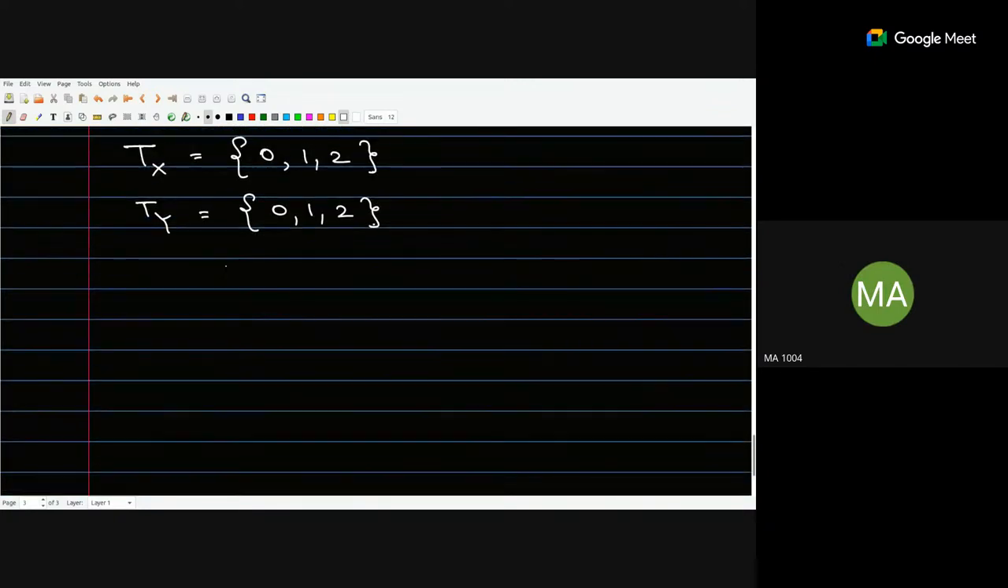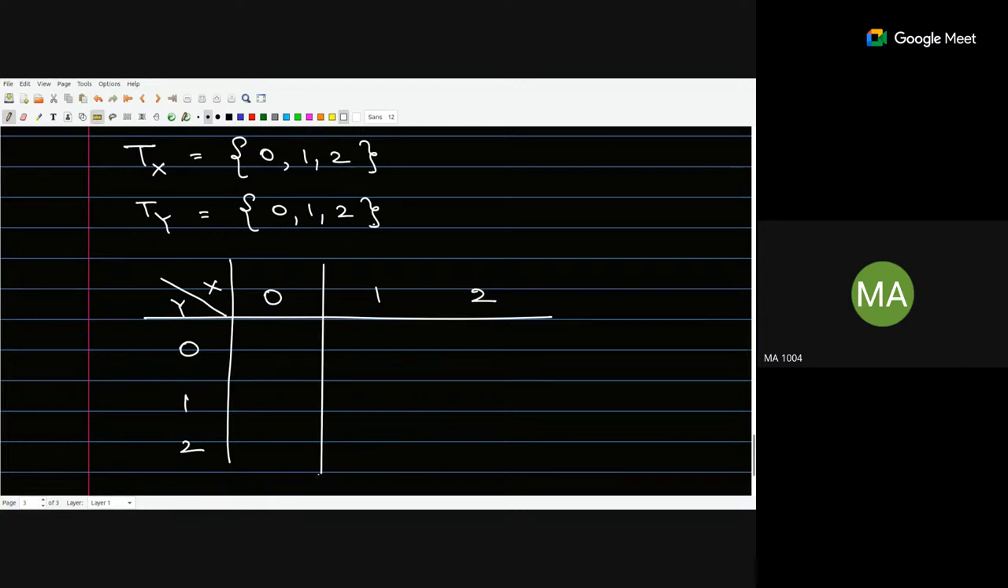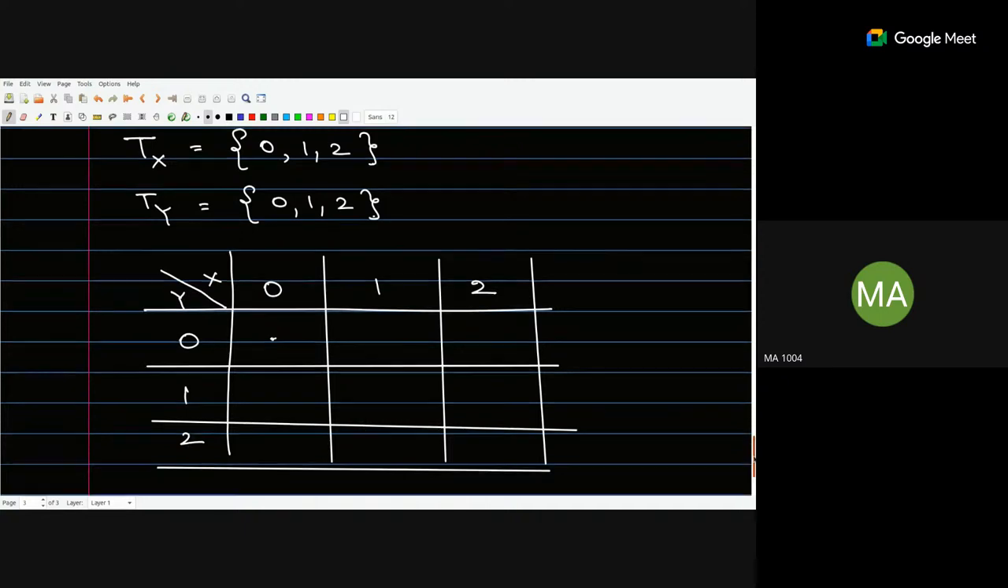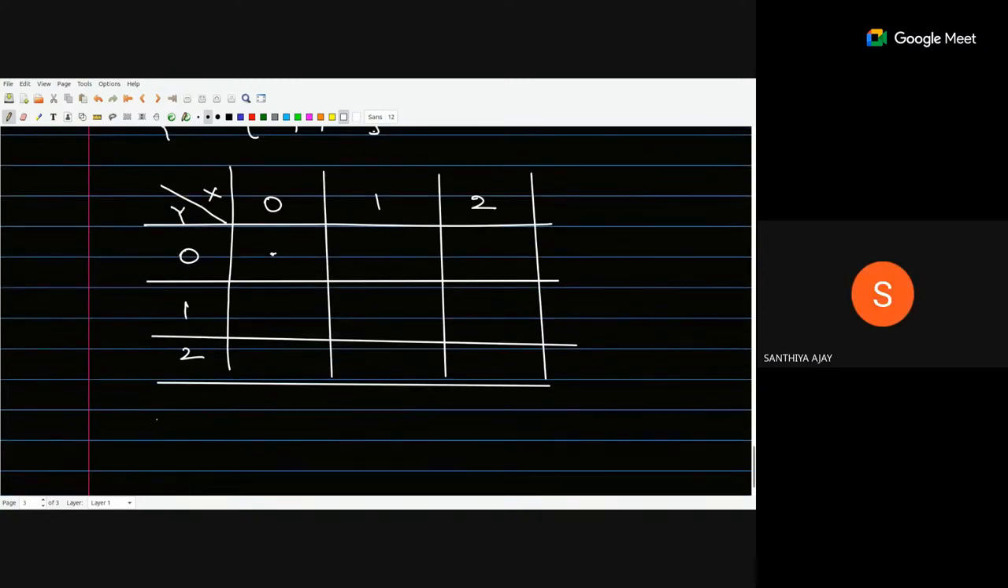Now how do I write the joint table? This is x, this is y, and this is 0, 1, 2, and 0, 1, 2. Now I have to fill this. I have 9 entries to be filled. So what will this entry be? It means the probability that the number of heads x is 0 and the number of tails y is also 0. Can that happen? No, not possible.